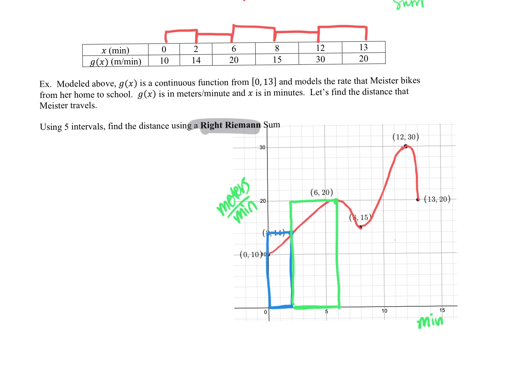My next rectangle has a base of 2. When x is 8, go all the way up to 15, left over, down. We got to get all the way from 8 to 12, so I'm going to go base of 4 all the way up to when x is 12, left over, down. And finally, my base of 1, up to when x is 13, over and down.